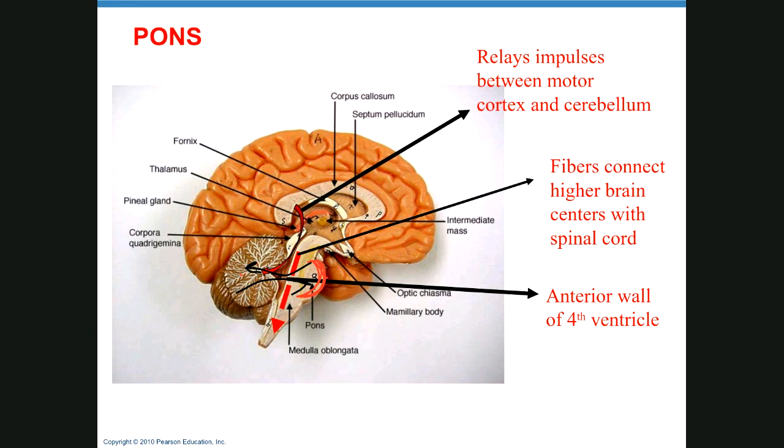It's also part of the anterior wall of the fourth ventricle. It is a passageway for fibers, which means axons, that connect higher parts of the brain and relays impulses between the motor cortex of the cerebrum and other places below. Okay, so you should know the functions of the pons.